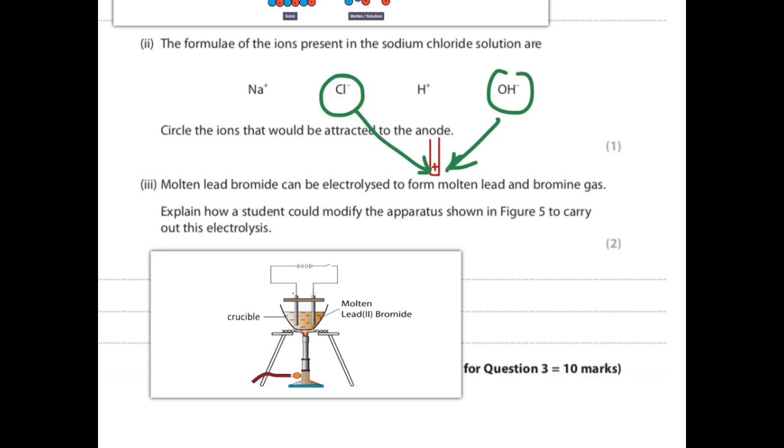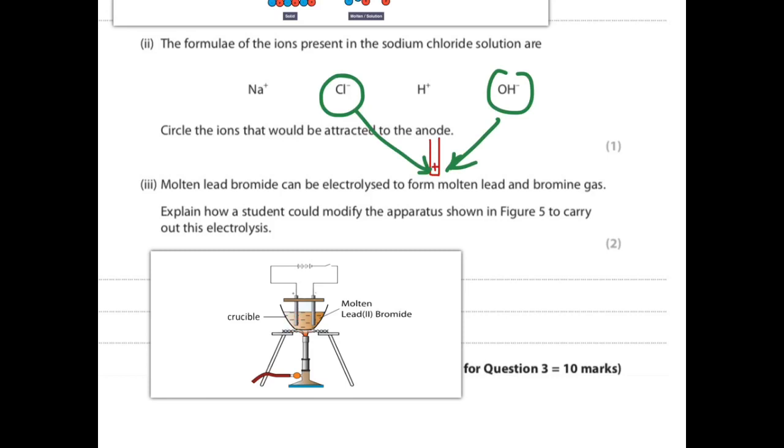Next, molten lead bromide can be electrolyzed to form molten lead and bromine gas. So in other words, we can get a melted version of the ionic compound lead bromide. And when you electrolyze it, you get lead forming at one end and you get bromine gas forming at the other. Metals always form at the cathode because they're positively charged ions and the cathode is negative, catty attitude, negative. And the non-metal part, the gases, they will form at the positive electrode, the anode.